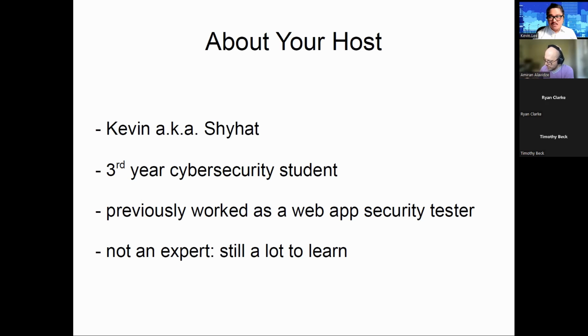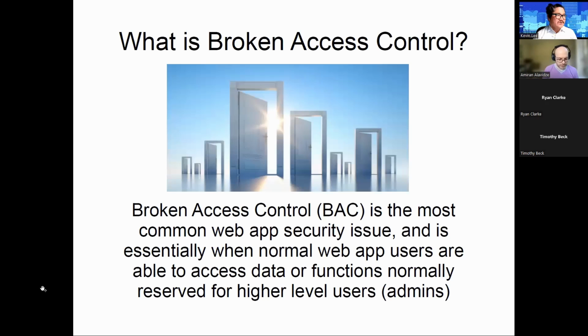And so let's talk about what we're going to be learning in today's workshop. We're going to be learning about broken access control and access control issues inside of web apps. So what is broken access control? We can say that broken access control, or BAC for short, is the most common web app security issue and is essentially when normal web app users are able to access data or functions normally reserved for higher level users, i.e. admins. Broken access control can also be defined as when regular users are able to see other users' data or use their functions.